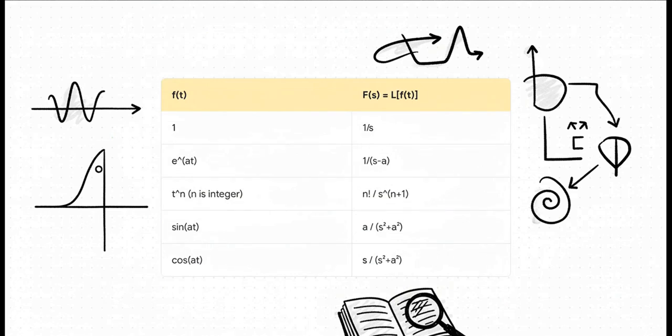And this is basically our translation dictionary. Think of it as a cheat sheet. For pretty much any basic function you can imagine, a constant value, an exponential curve, a sine or cosine wave, someone somewhere has already done the hard work. They've figured out the Laplace transform. All we have to do is just look it up in a table, just like this one. No fuss.